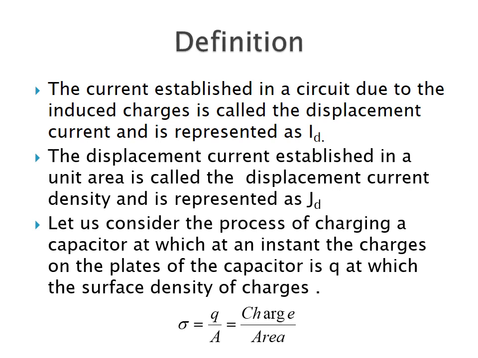and that sigma is given by Q divided by A, where Q is the charge on the plates of the capacitor, and A represents the area of the plates of the capacitor. That is, we have a capacitor whose plate area is A, and at an instant the charge on the plates of the capacitor is Q. Then the surface density of charge sigma is given by sigma equal to Q divided by A.